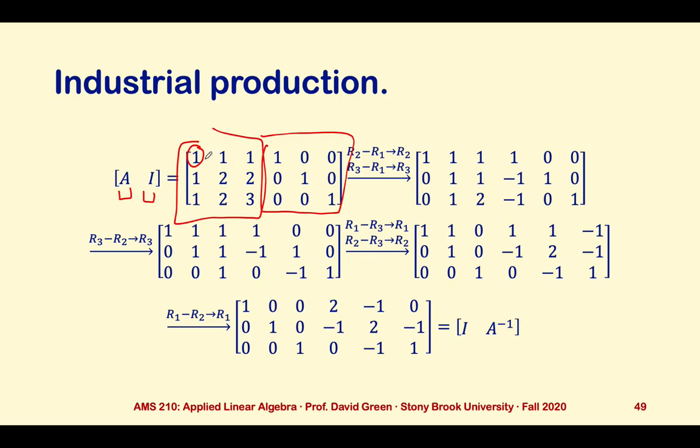Starting with the upper leftmost entry, use this as a pivot to eliminate downward. Coefficients are all the same, so we simply subtract the first row from both the second and the third. For the second row, 1 minus 1 is 0, 2 minus 1 is 1, 2 minus 1 is 1, 0 minus 1 is negative 1, 1 minus 0 is 0, and 0 minus 0 is 0, giving us our second row. And for the third, 1 minus 1 is 0, 2 minus 1 is 1, 3 minus 1 is 2, 0 minus 1 is negative 1, 0 minus 0 is 0, and 1 minus 0 is 1 for our third row.